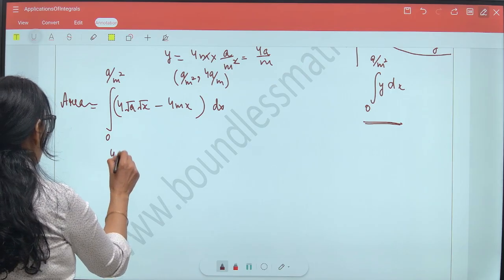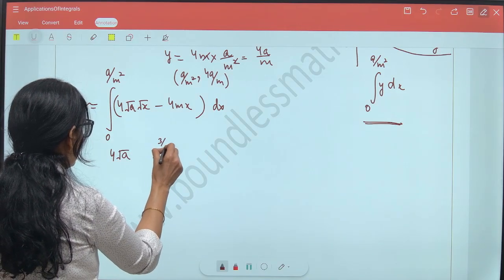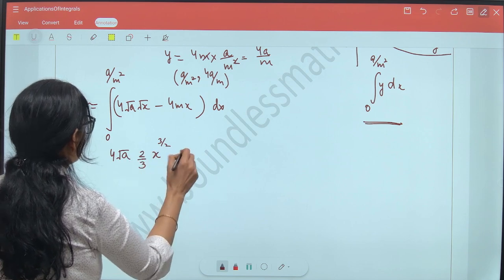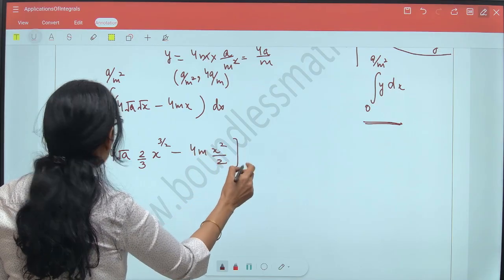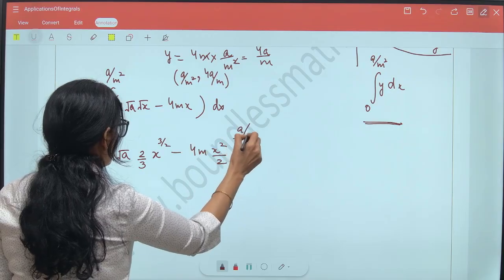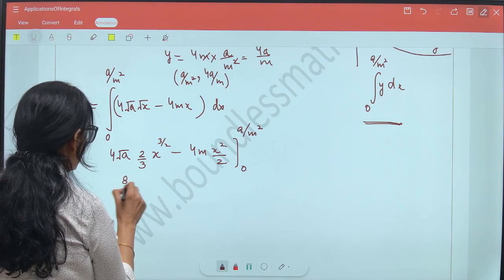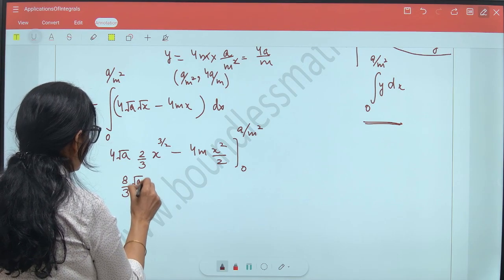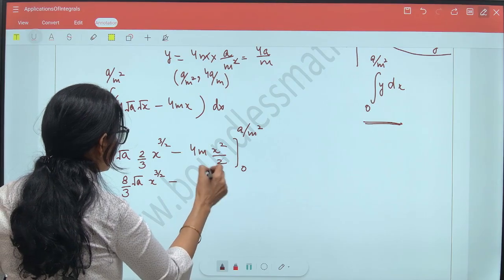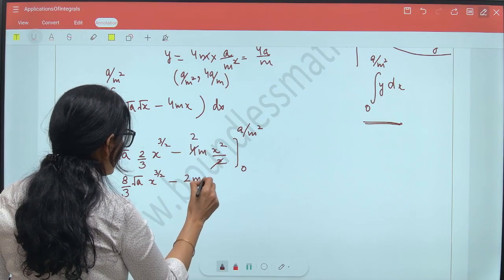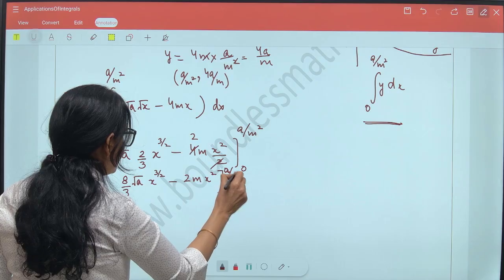So it is going to be 4 square root a, and the integral of square root x is x to the power 3 by 2, and you have 2 by 3 by the side, minus 4m x square by 2, the whole thing bounded by 0 to a upon m square. Let's simplify it further. It becomes 8 by 3 square root a x to the power 3 by 2 minus 2mx square bounded by 0 to a upon m square.